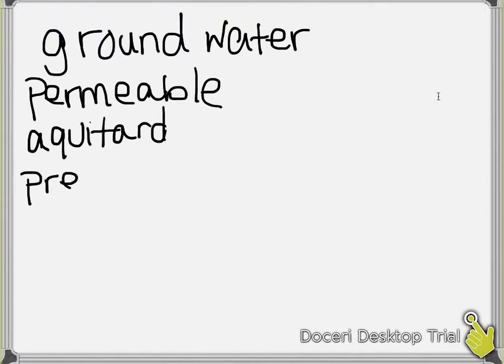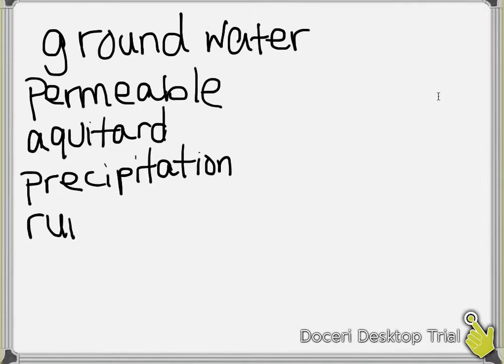Precipitation. Runoff. Yes, you do. You have to write smaller, fit in those little blank spaces that you left, and keep going down to the bottom box. Yes, Makai. Runoff. I did that one. Recharge zone.